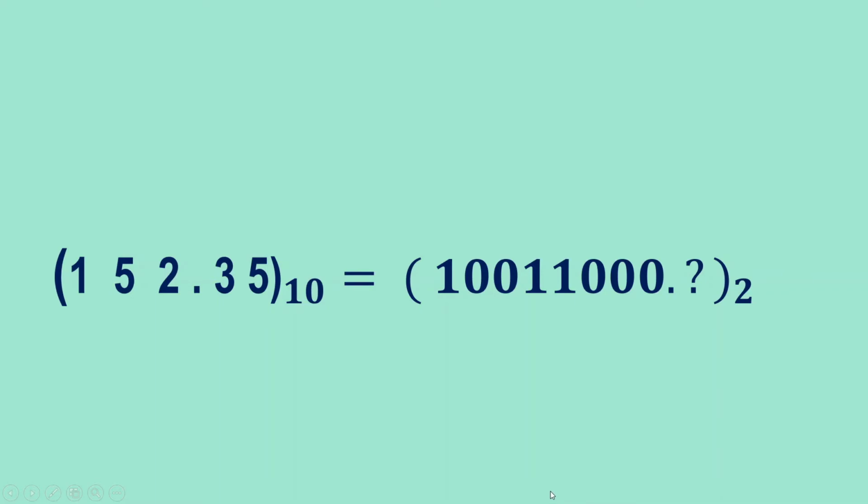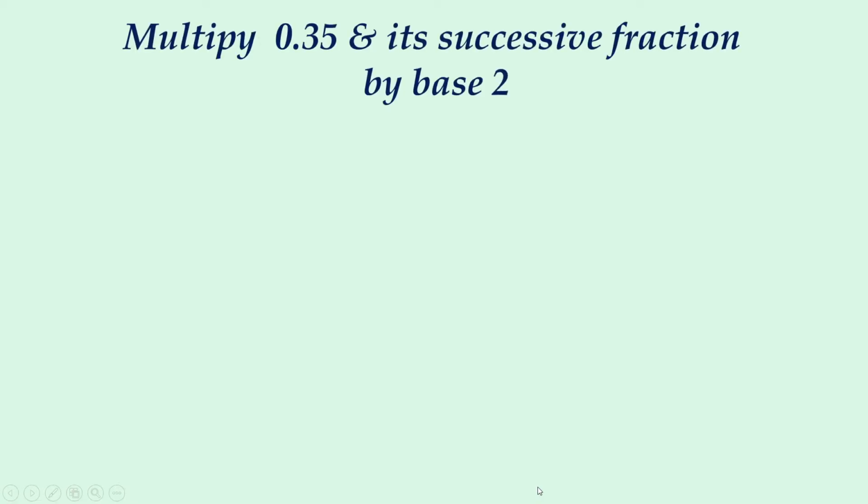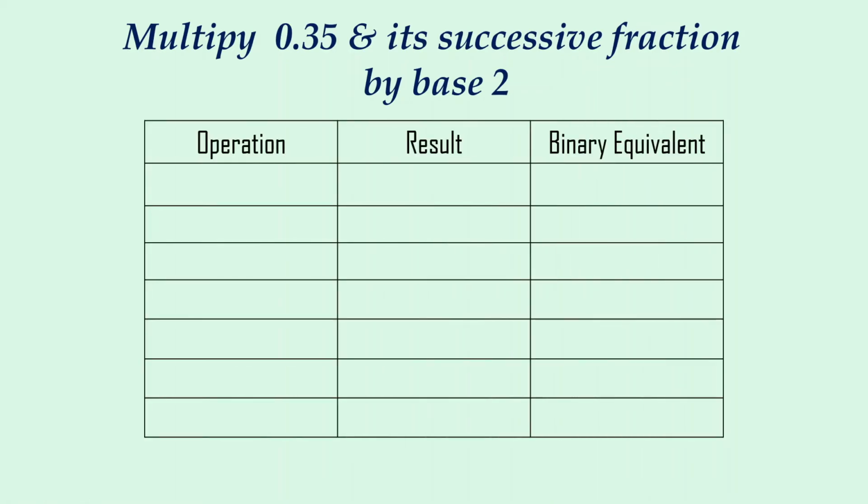Now we have to further find the binary equivalent of .35, which is to the right hand side of the radix point. As we discussed earlier, for the number which is present to the right hand side of the radix point, we will perform multiplication. So let's see how to do it. Multiply 0.35 and its successive fractions by base 2. So operation, result and binary equivalent. First we will multiply 0.35 with 2. We have taken only the right hand side part of the radix point. After multiplying, we get 0.7.